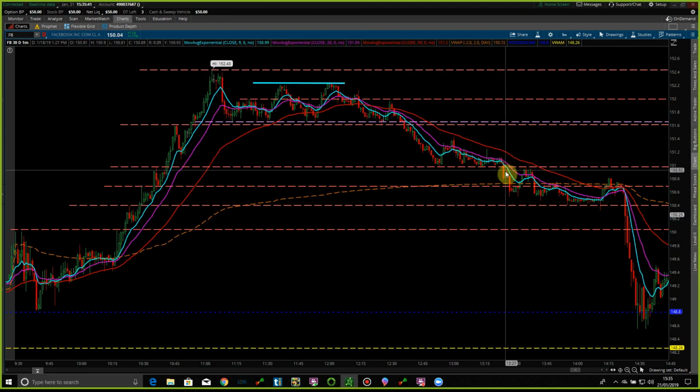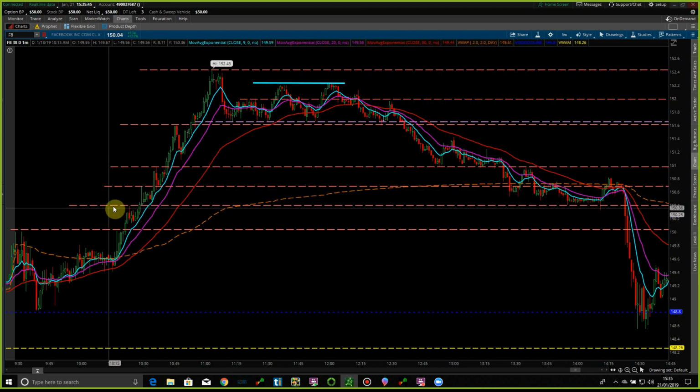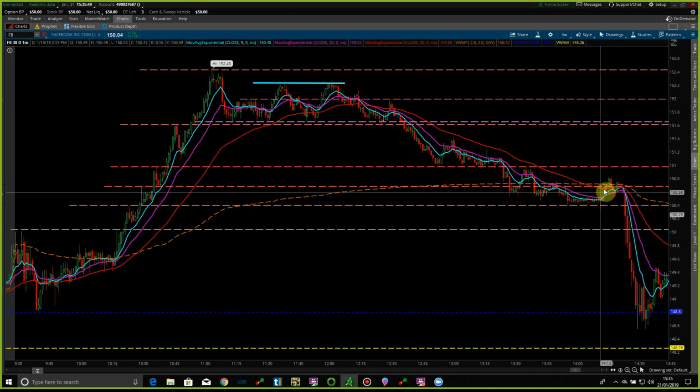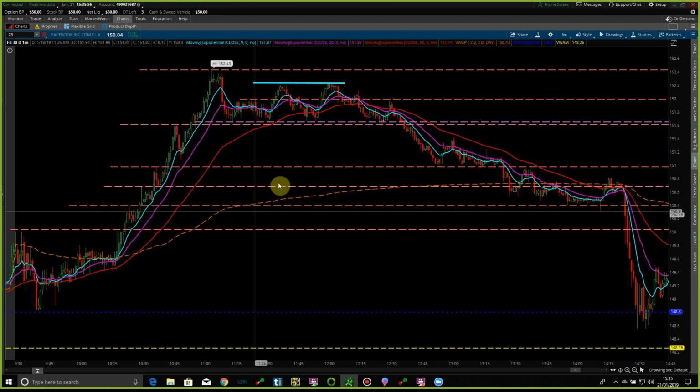It breaks the whole number. Pushes down. Now it starts to react with this level we've got drawn up. Pushes into the VWAP and it fails. So can you see how important these levels really are through the day?